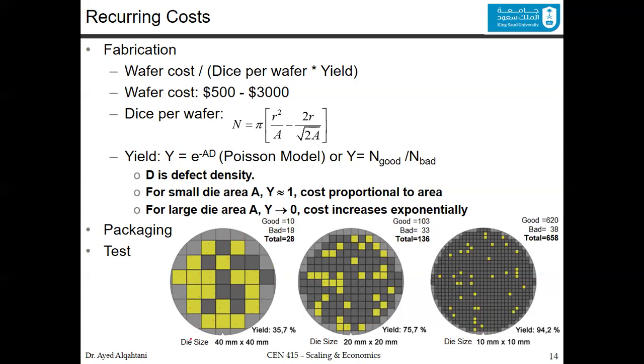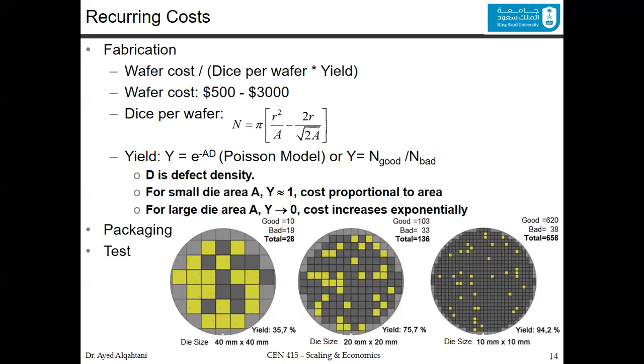This is an example. This is the wafer. We have a certain wafer with its own diameter, and we fixed the diameter in these three experiments. In the first one, the die size is 4 millimeter times 4 millimeter. In the second, it's 20 millimeter times 20 millimeter. And in the third, it's 10 millimeter times 10 millimeters. Now, the yellow squares are the bad dice, the defective dice that we need to throw away. Since you have a bigger die size here, you can see that the good is only 10 and the bad is 18 out of 28, and the yield is 35.7%.